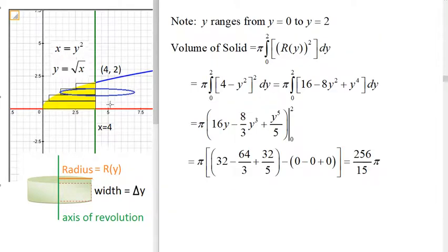And for this solid of revolution, y ranges from 0 to 2, because this point right here is the point (4, 2). So y ranges from 0 to 2. And so the integral for this volume will have limits of integration from 0 to 2. And then this is pi times radius squared times dy. But the radius is 4 minus y squared. And simplify, we'll get 16 minus 8y squared plus y to the 4th.